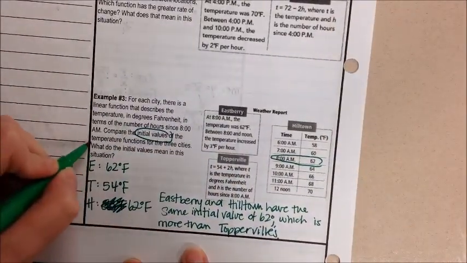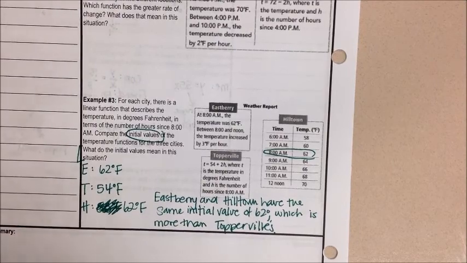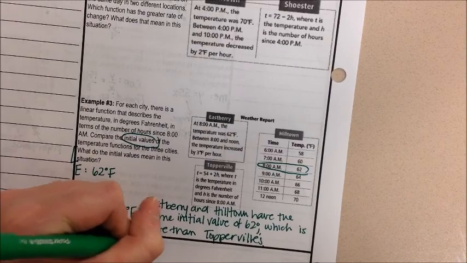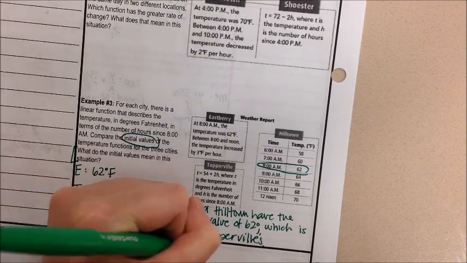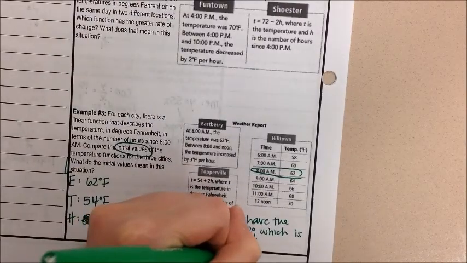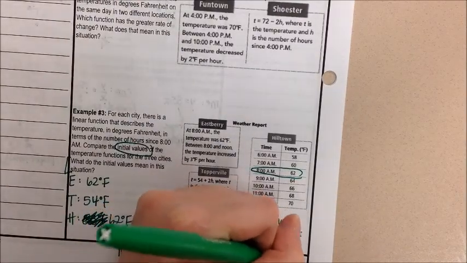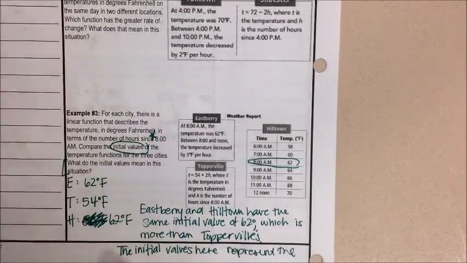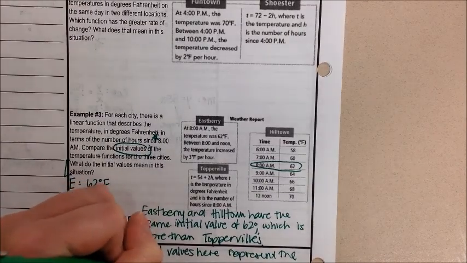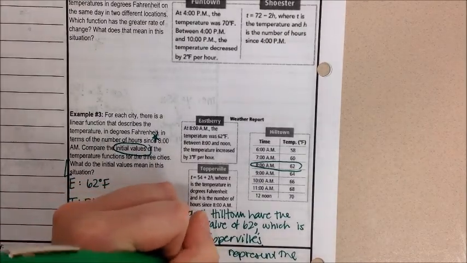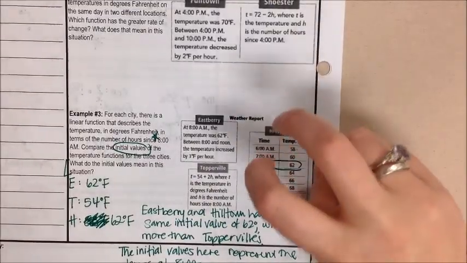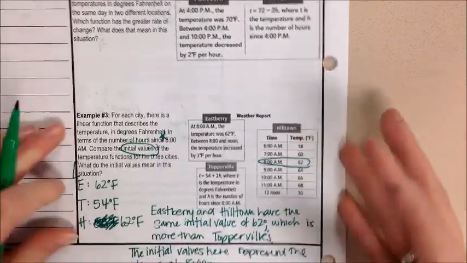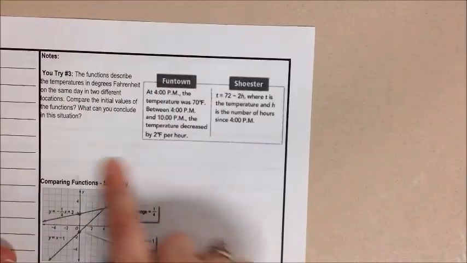And then it also wants to say, what do those initial values mean? Well, that was their starting temperature. The initial values here represent the starting temps. What time was this starting at? It was starting at 8 a.m. They represent the temps at 8 a.m. So we're doing that specific time, because that's our t equals 0, the 8 a.m. Go ahead and do this try right here.